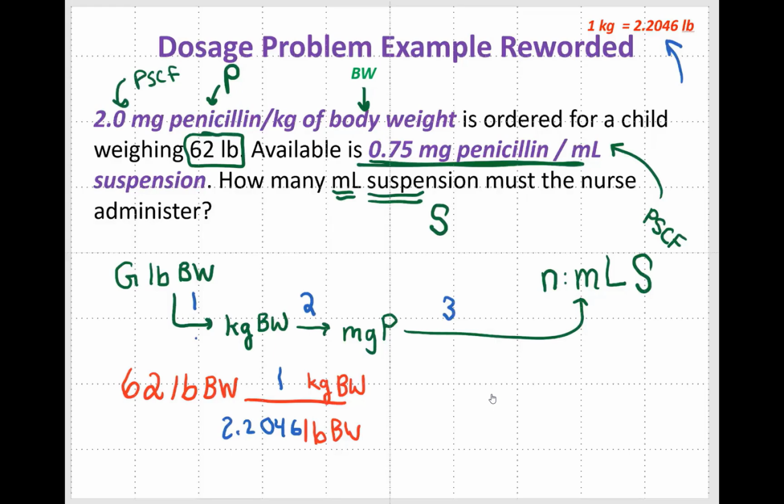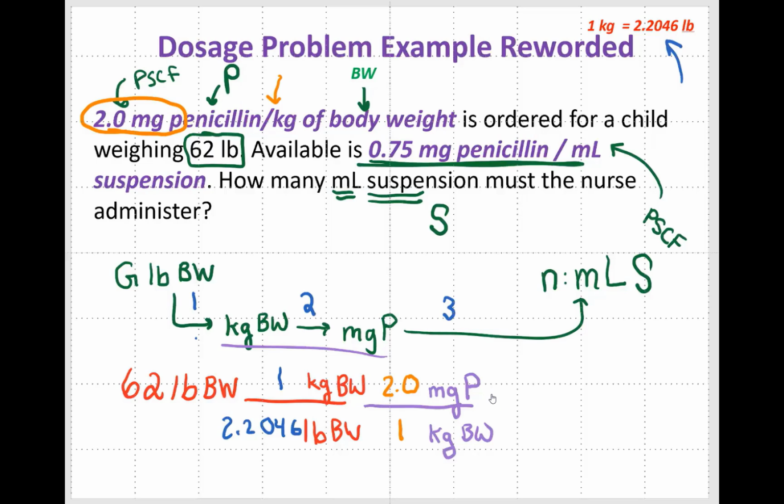Step 2 in our plan is to go from kilograms of body weight into milligrams of penicillin. So this is step 2. So kilograms body weight goes on the bottom, so it cancels. And milligrams penicillin goes on top. And then we just copy the numbers in front of it. So we have 2 milligrams of penicillin. And this is an assumed 1 kilogram body weight. So that completes step 2.